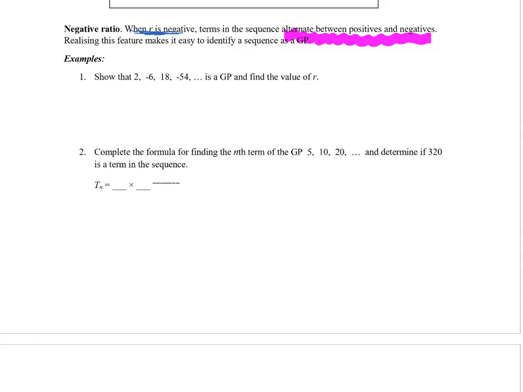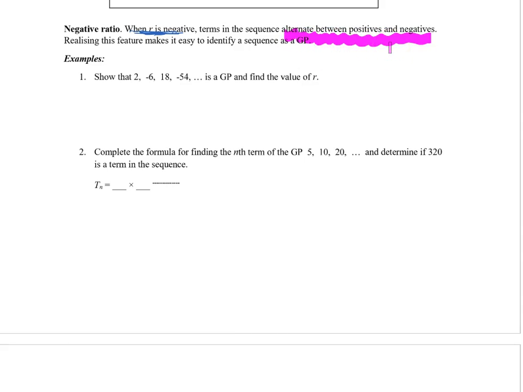So really, two main differences between an AP and a GP: in an AP you have a common difference, in a GP you have a common ratio. And obviously that leads on to having different ways to define your terms. Having a look at this first example, you can see we've got the sequence 2, -6, 18, -54. So here's an example of this alternating positive and negative terms.